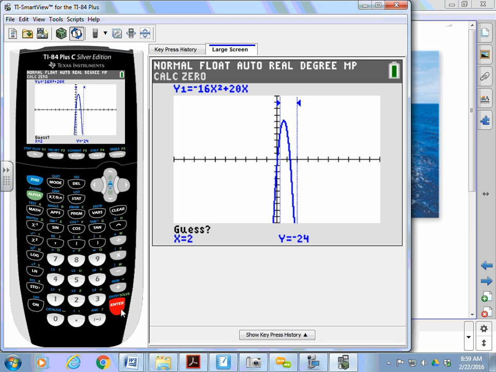So you should have 2 triangles on your paper or on your calculator. Where it crosses the x-axis should be between those 2 triangles, and now if you hit enter, it will give you that answer. So the question was, how long is a dolphin in the air? And the answer is 1 1/4 seconds, 1.25 seconds.